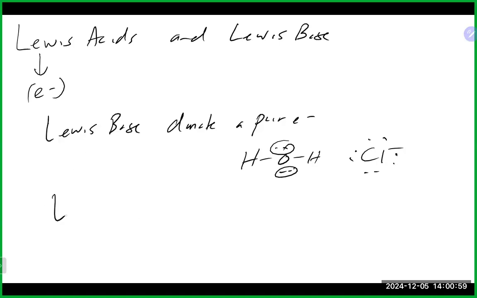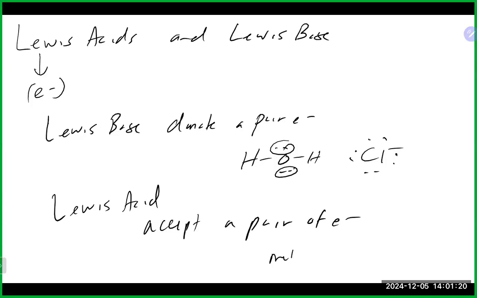A Lewis acid is something that will accept a pair of electrons. And that is usually something that is electron deficient. And that is basically what our complex ions that we talked about deal with, right? In a complex ion, we have a metal in the middle that's positively charged. And usually if you're positively charged, then that means that you are electron deficient. And that's going to allow you to want to accept electrons.